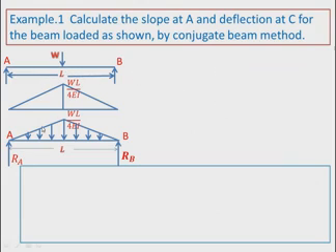Now let us consider one problem for a simply supported beam carrying a point load at the center. We have to calculate the slope at the end A and the deflection at the center. This is the simply supported beam, and W is the load at the center. If you draw the M by EI diagram, it is a triangle with the ordinate at the center, under the load, of WL by 4EI.